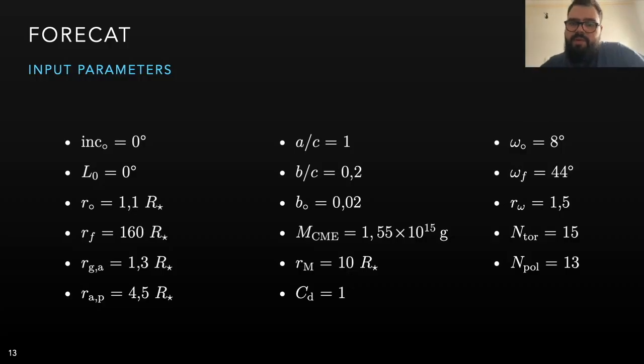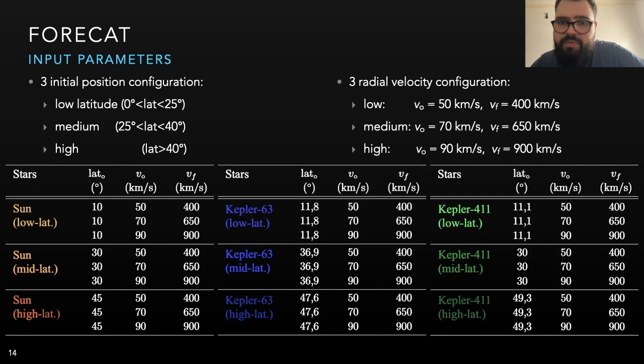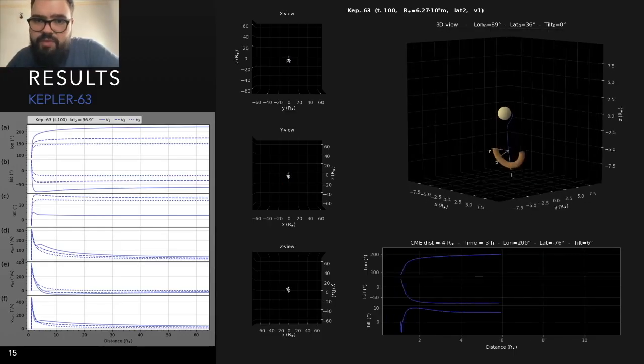These are the CME input parameters. We simulate trajectories from 1.1 to 160 stellar radii with a typical CME mass. These are the CME input parameters for all simulation cases. For each star, we use 3 speed configurations and we use 3 initial latitudes based on the star spot's position on the maps. In total, 27 simulations were performed, and now I'll show you the 3D trajectories for the Kepler 63. This is just one example.